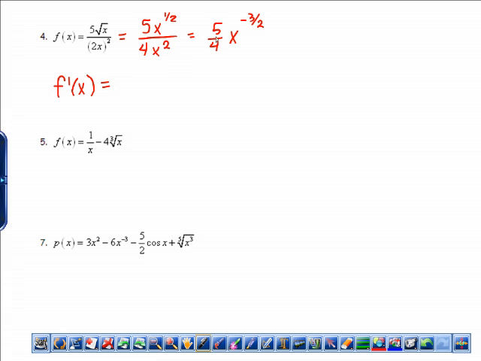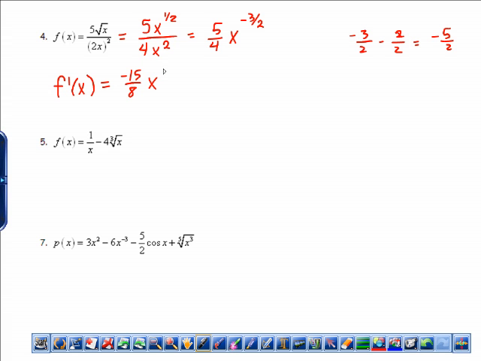Negative 3/2 times 5/4. That's going to be negative 15/8, if you just multiply numerator to numerator, denominator to denominator. And now I need to do 1 less. So I need to subtract 1 from negative 3/2. If you need to do scratch work over here to make sure that you don't make a mistake, do that. Okay, you end up getting negative 5/2.